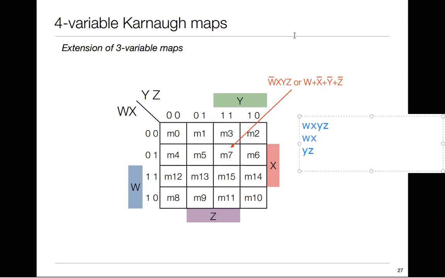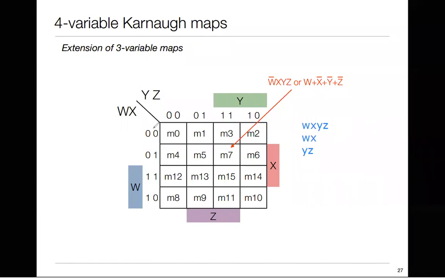Now how will I name it? To name it, you can see it is similar to the 3-variable K-map. 0, 0 over here, 0, 1 over here, 1, 0 and 1, 1. Similarly, 0, 0, 0, 1, 1, 1, 1, 0. There is no change in that.